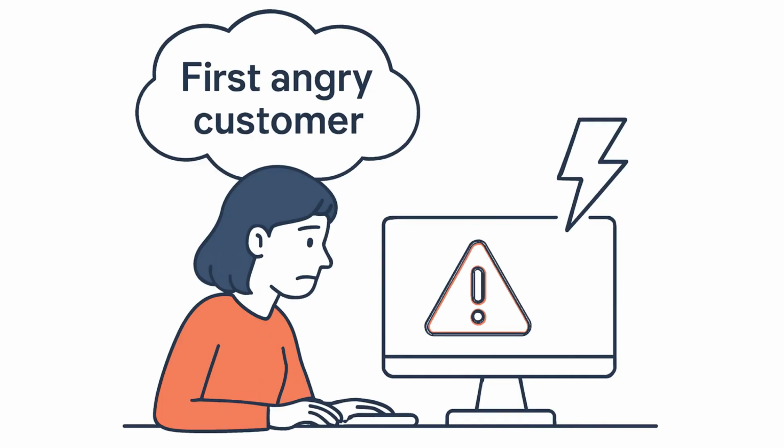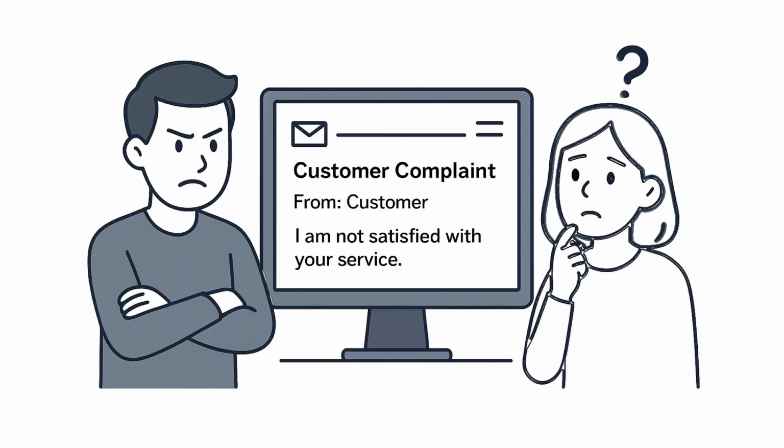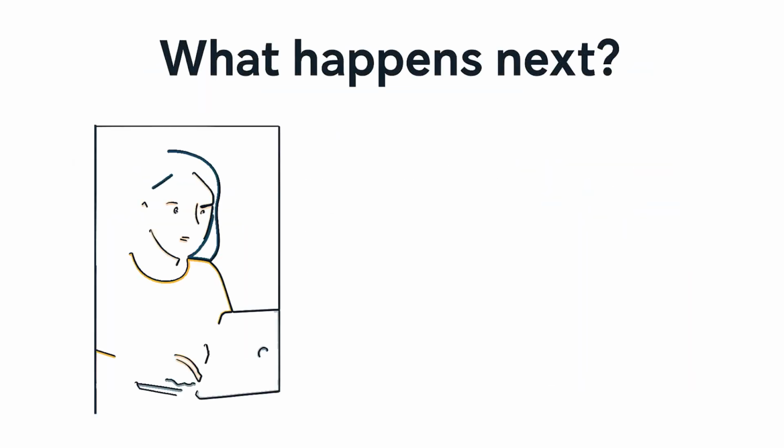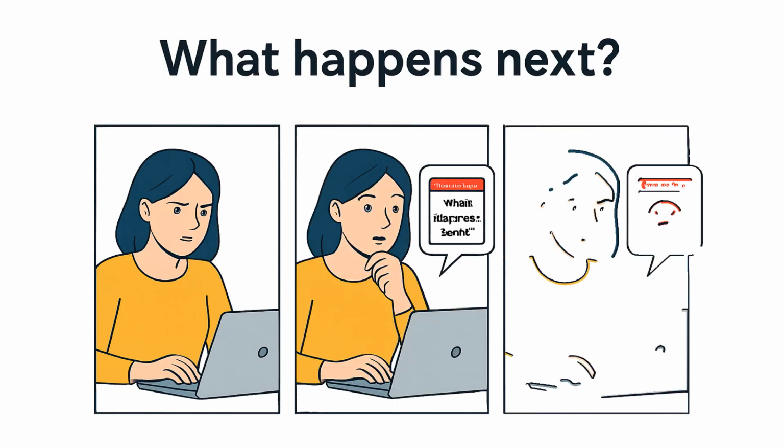Second, challenge. This is the problem or situation the character faces. The challenge should match the skill or concept you're trying to teach. Maybe Maya gets an email from a very upset customer. The email is rude, and she's not sure how to respond. Now the learners feel the tension, and they're curious about what happens next.